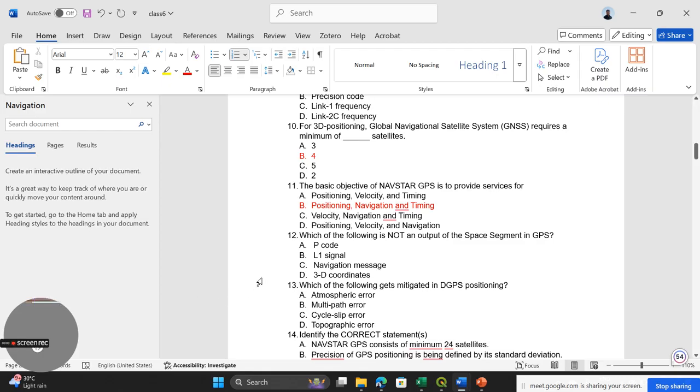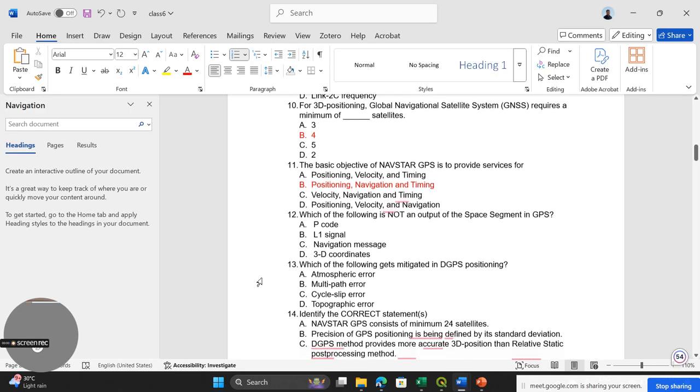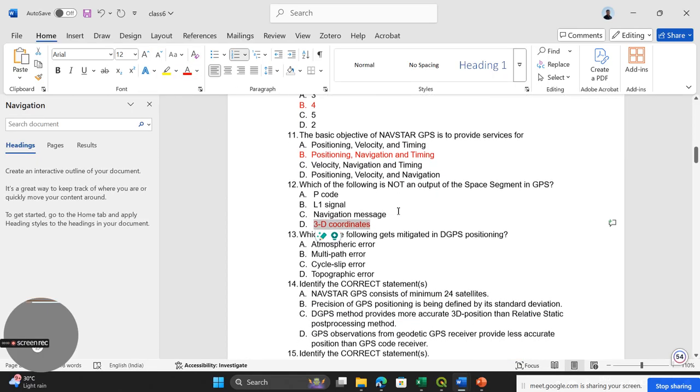Then we have: which of the following is not an output of a space segment. Yes, so it is the output of user segment where we receive the final coordinate. It will not get directly from space.